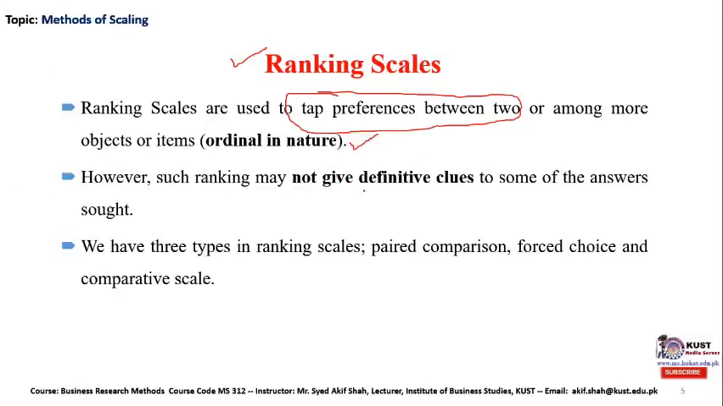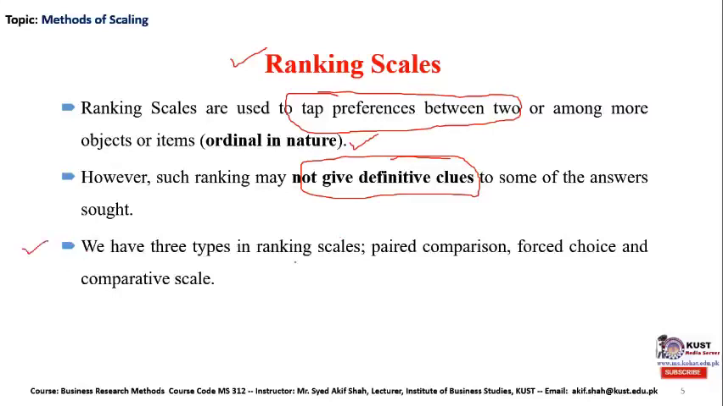However, such ranking may not give definitive clues to some of the answers. What does it mean? With the help of an example, we'll come to know what is meant by definitive clues. In some cases, the researcher is not sure, even though he may be able to rank the preferences or responses of the respondents.